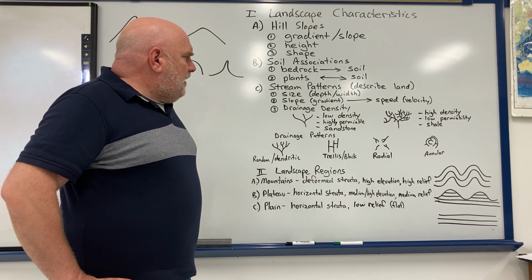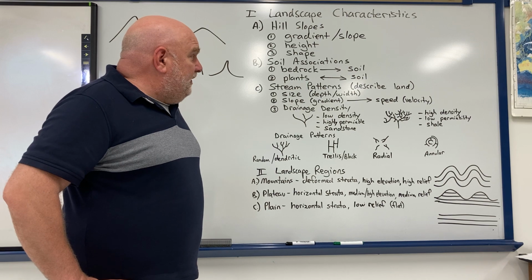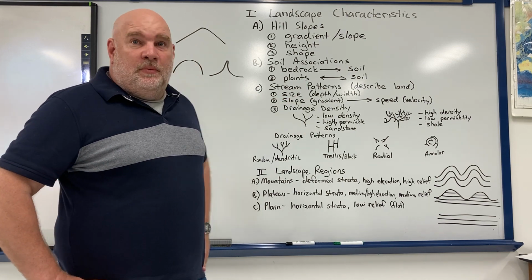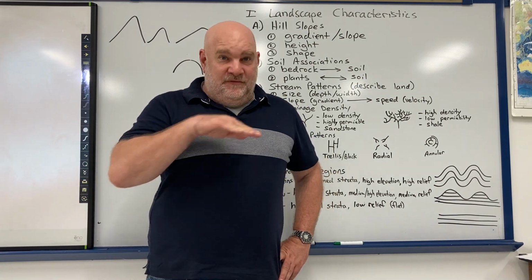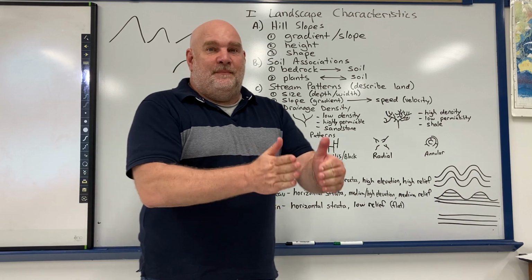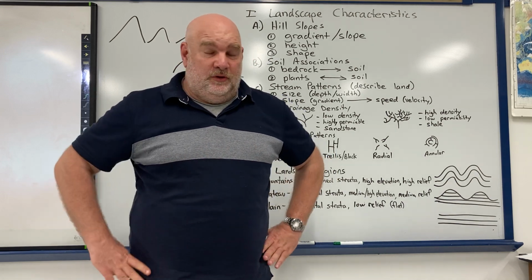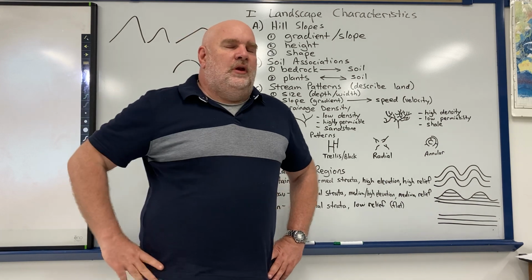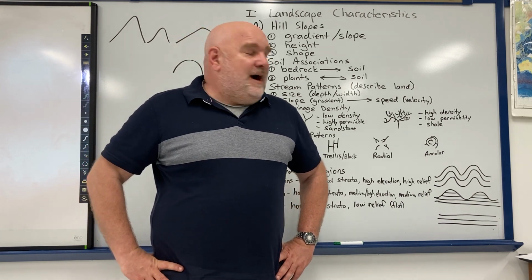Right? So the size of the stream is one thing. Another thing I might describe about a stream is the slope, or how steep it is. If the land's pretty flat, there's a good chance the stream's going to zigzag back and forth, or meander is the word we use for that. If the land's steeper, then the water's more likely going to go in a straight path.